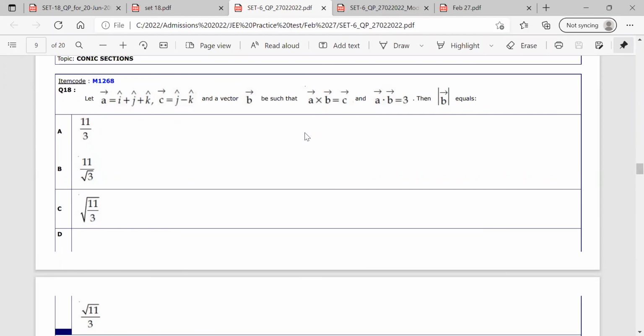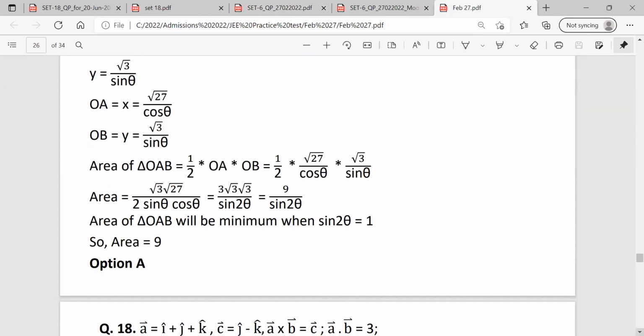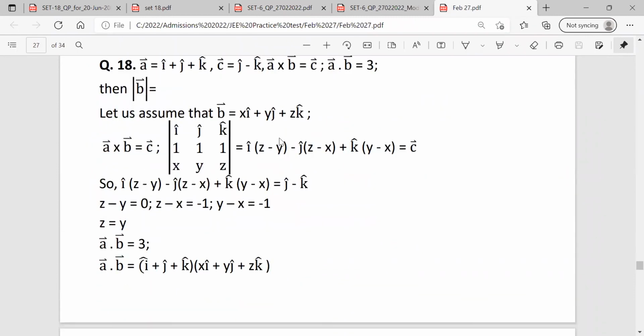So vector A is given, vector C is given, and vector B is such that they have given two criteria: A cross B equal to C and A dot B equal to 3. They are asking us to find B. So let's see how we can solve this question. As vector B is not given, I'm assuming let B be x i cap plus y j cap plus z k cap. Now in the question, I have two conditions with B.